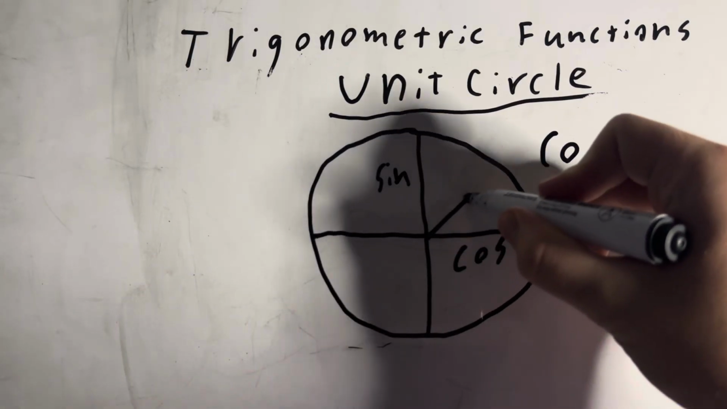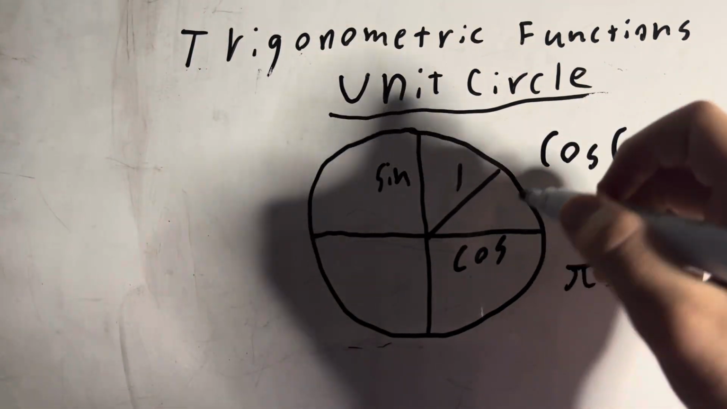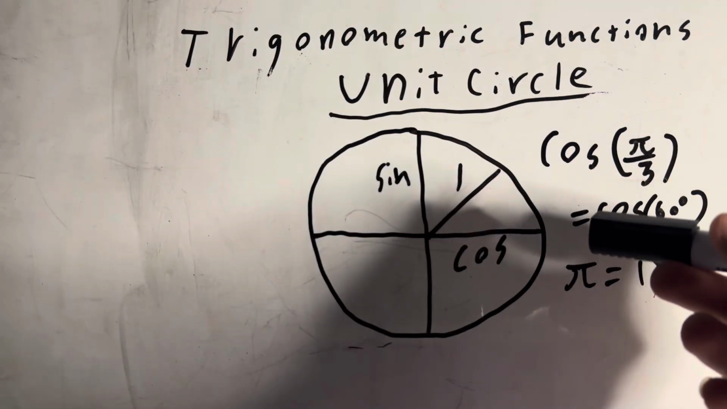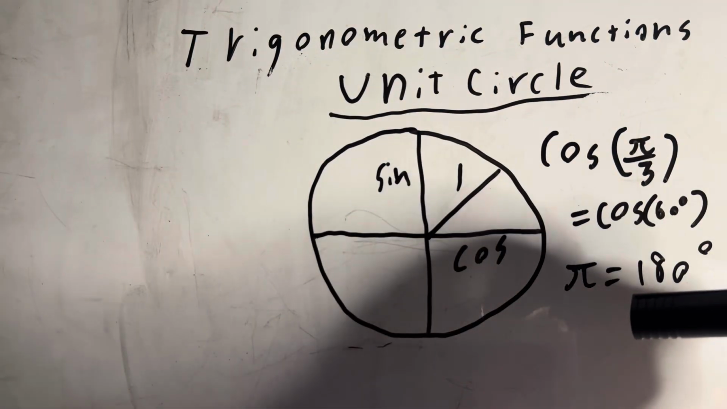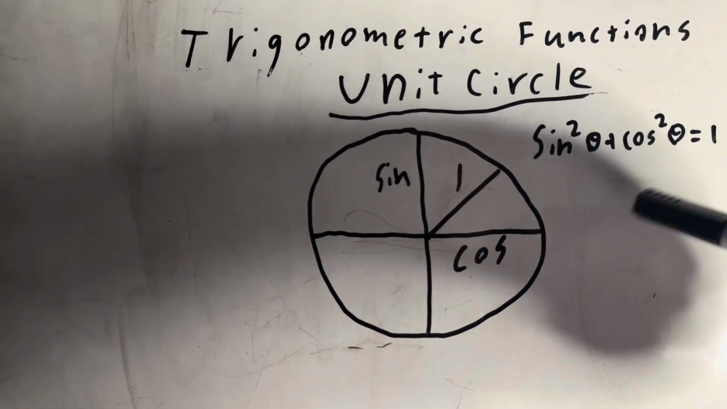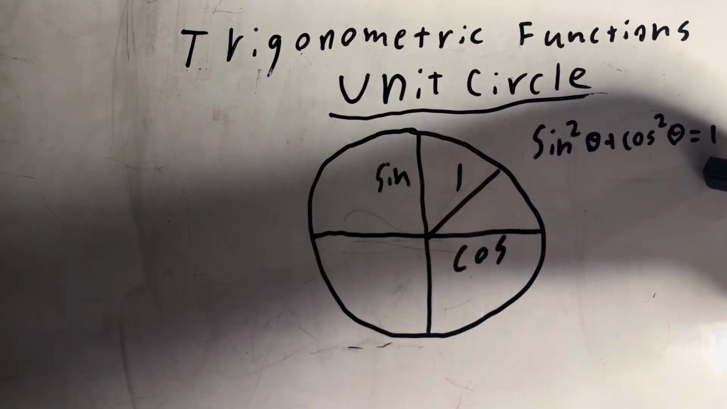The radius of a unit circle is always equal to 1. This is because sine and cosine can never exceed the value 1 and negative 1. For example, cosine can't be 2 or negative 2. New formula unlocked. The formula is one of the trigonometric identities: sine squared theta plus cosine squared theta is equal to 1.